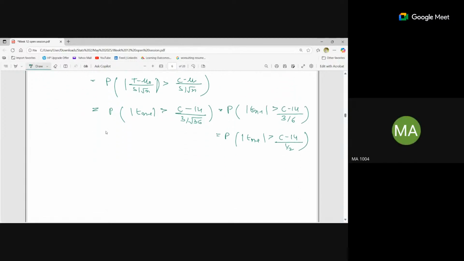Yes. Now, this can be written as 1 minus F of T n minus 1 at 2 into C minus 14. Can I write it? Why 2, ma'am? Yes, it's 1 by 2, so this would be T n minus 1, 2 into C minus 14. So this is my alpha, right? And alpha is given as 0.05. So this is 1 minus F T n minus 1, 2 into C minus 14.